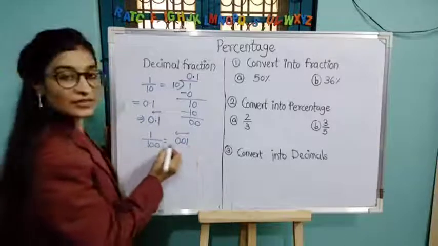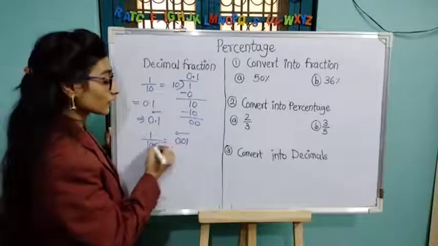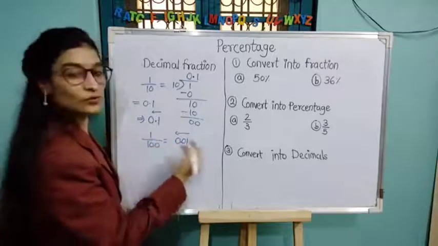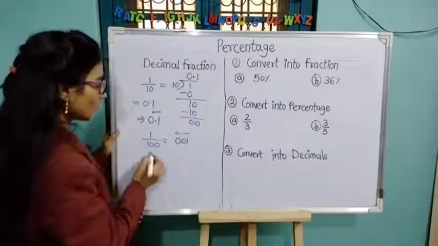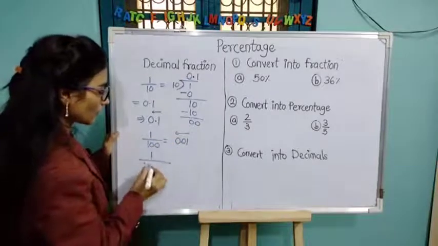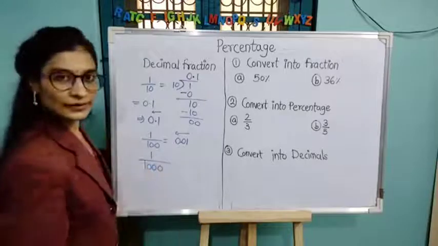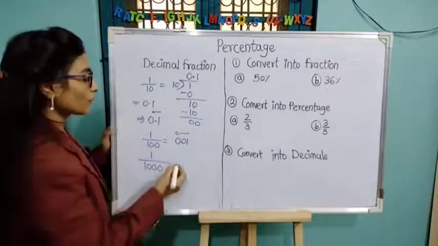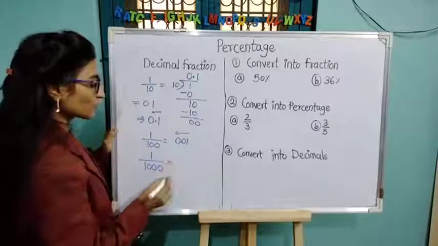So in this way, this is the conversion of fraction into decimal. Again, if any number has a denominator of 1000, how does it affect the number?